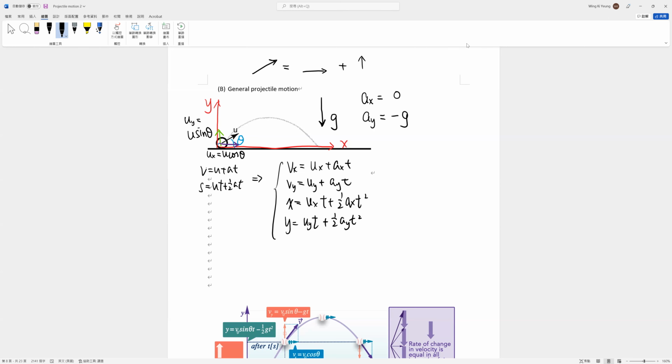Then what we need to do is substitute into these four equations. So I'll give you some time to digest it. After you digest it, you need to absorb it, not to secrete it to the toilet. You need to be able to write down this equation as easily as 1 + 1 = 2.